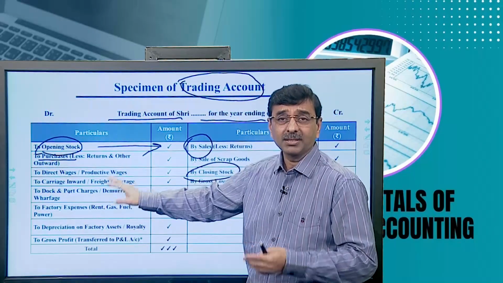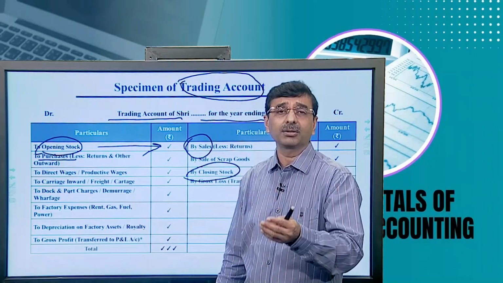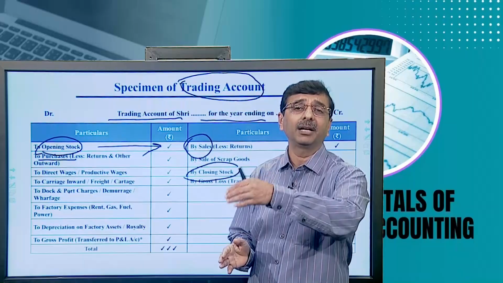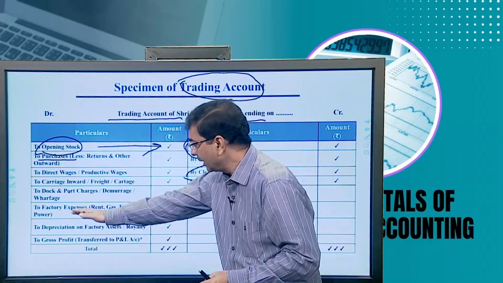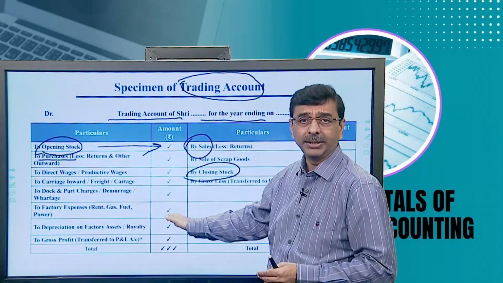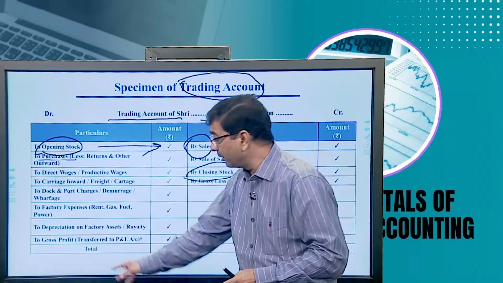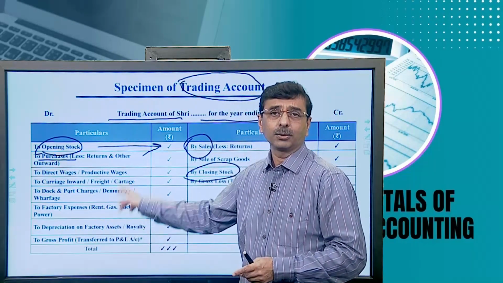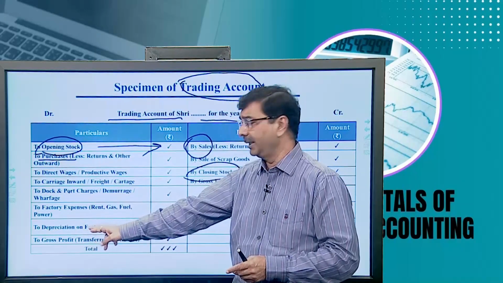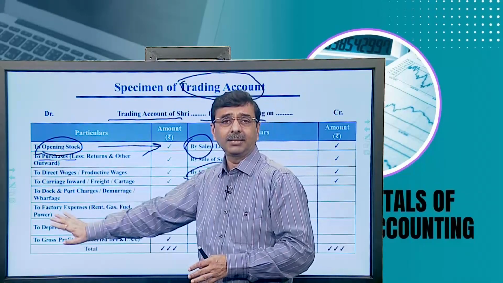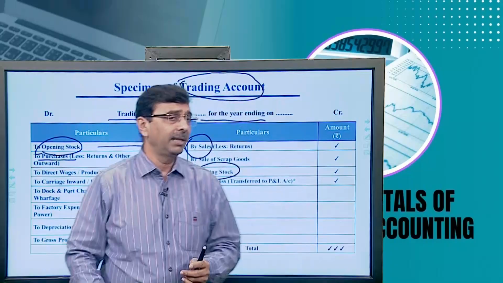Even factory expenses are considered trading account debit. Why? Because factory expenses are directly related to the manufacturing of the goods. So that's why factory expenses are also here. Any kind of depreciation related to the factory assets is also considered on the trading account debit side. So these are the items to be recorded on the trading account debit side.